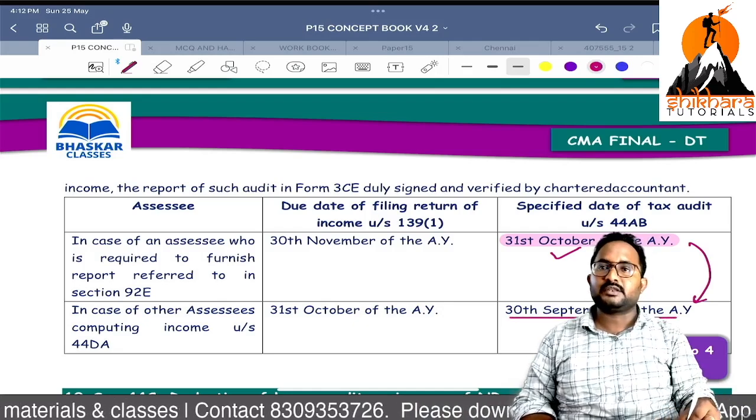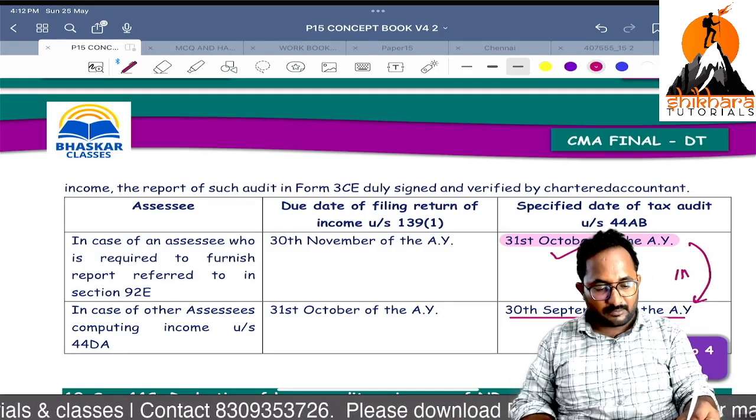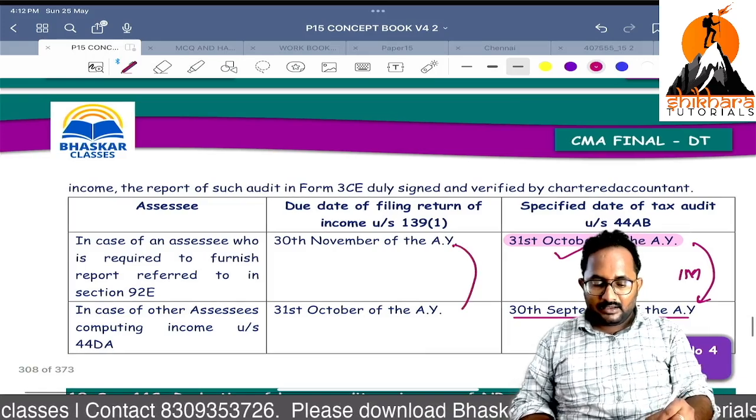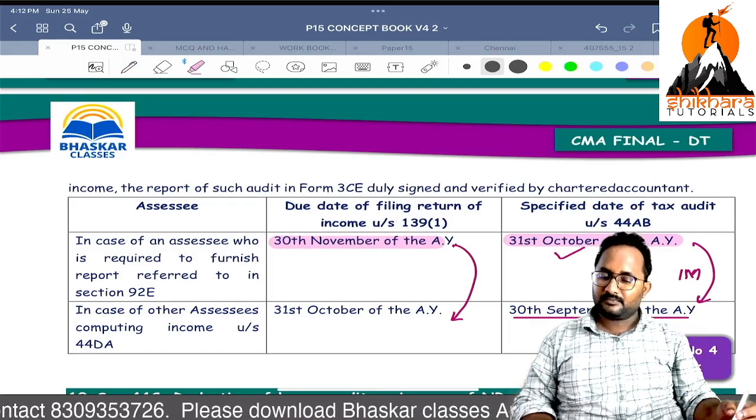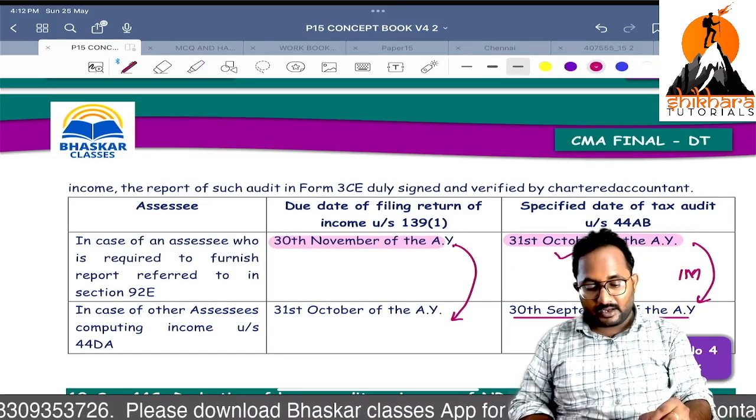One month before the tax audit due date. So normally, if any SSC is engaged in an international transaction, what is the due date, ma? So one month before we have to submit the what, ma?